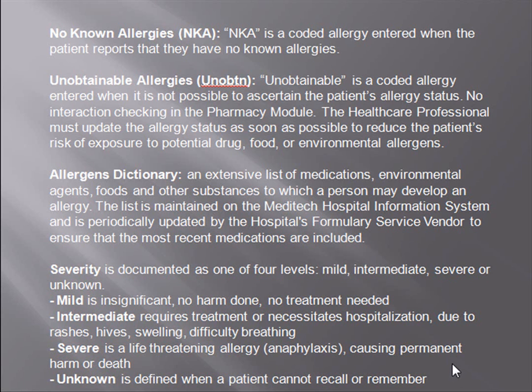Severity, or severity level, is documented as one of 4 levels, which are mild, intermediate, severe, or unknown. Mild is insignificant, no harm done, and no treatment needed. Intermediate requires treatment or necessitates hospitalization due to rashes, hives, swelling, or difficulty breathing. Severe is a life-threatening allergy or anaphylaxis causing permanent harm or death. And unknown is defined when a patient cannot recall or remember.